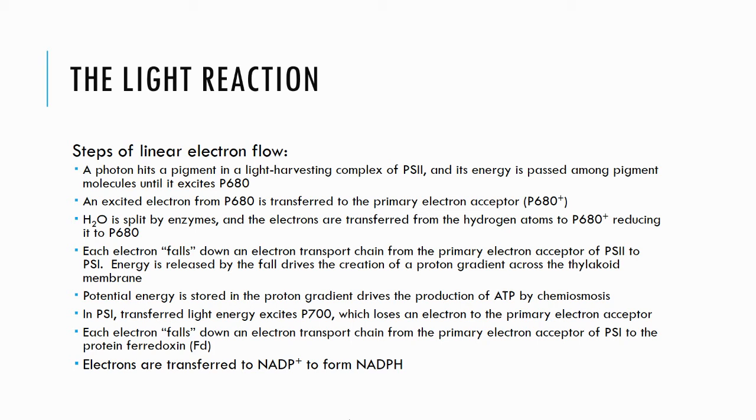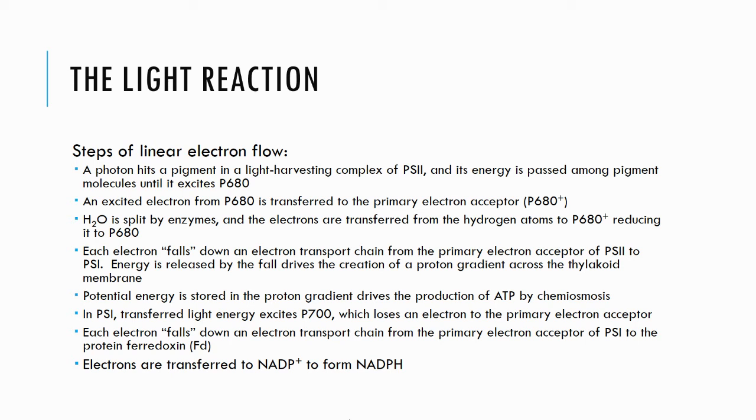So a photon hits a pigment in a light harvesting complex of photosystem 2, and its energy is passed among pigment molecules until it excites P680. An excited electron from P680 is transferred to the primary electron acceptor, which leaves P680+. Water is split by enzymes, and the electrons are transferred from the hydrogen atoms to P680+, reducing it to P680. And then each electron falls down an electron transport chain from the primary electron acceptor of PS2 to PS1.